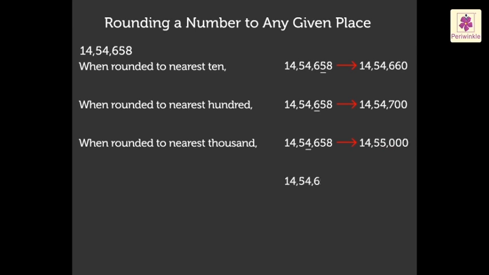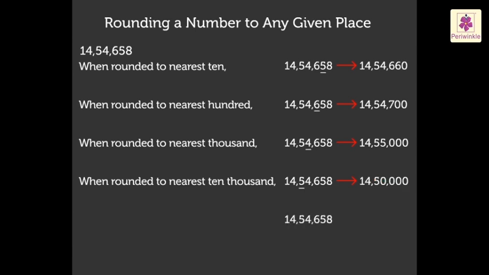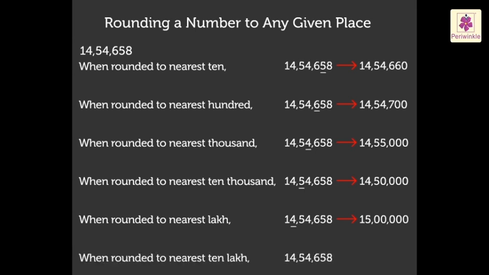When the number is rounded to the nearest thousand, we get 14,55,000. When the number is rounded to the nearest 10,000, we get 14,50,000. When the number is rounded to the nearest lakh, we get 15 lakh. And finally, when it is rounded to the nearest 10 lakh, we get 10 lakh.